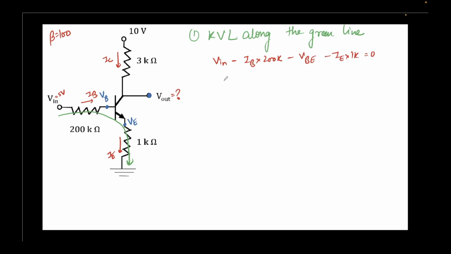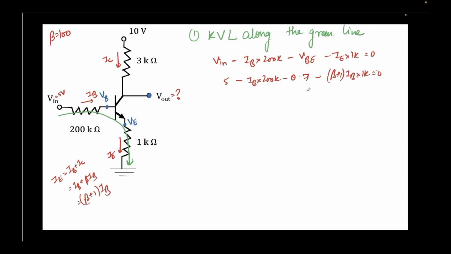So we know Vin is 5, which was given, minus IB times 200K minus, I know VBE is 0.7, minus, and I also know IE is nothing but (beta plus 1) IB times 1K, equal to 0. How does this come? We know that IE is IB plus IC if you apply KCL across the BJT, and IC we know is beta IB. So IE comes out to be (beta plus 1) times IB. Simple expression, and I have just used this expression here.